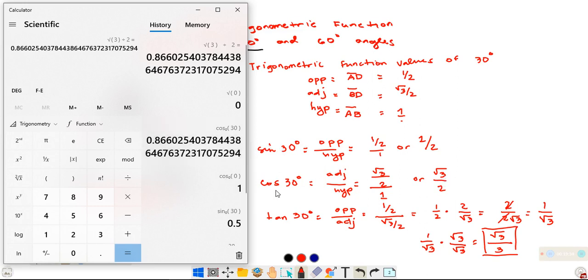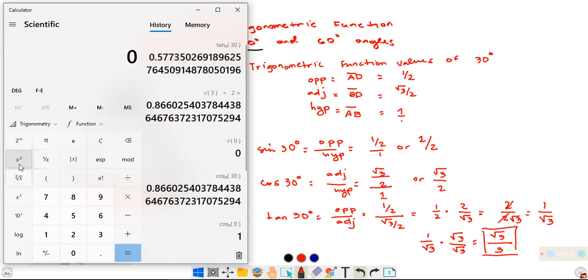Kung tama na kayo sa sine tsaka sa cosine, probably tatama na rin kayo kaagad sa tangent. Kasi tama kayo ng value for opposite hypotenuse, adjacent hypotenuse eh. All you have to do is to make sure that you are following the correct rules in algebra. Dito na tayo, square root of 3 over 3 ang final answer natin. So, meron tayong 30 degrees. Kunin natin ang tangent. It should be 0.5774. Yan. Ang sagot natin dito ay square root of 3 over 3.